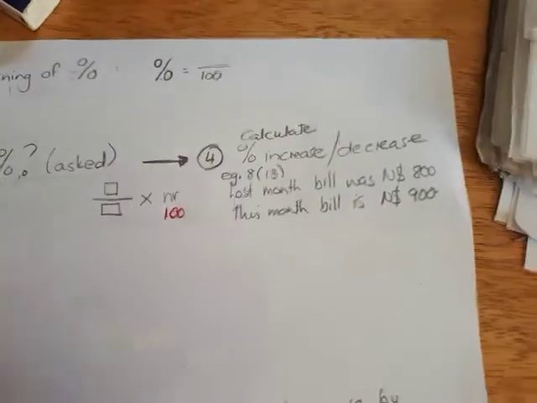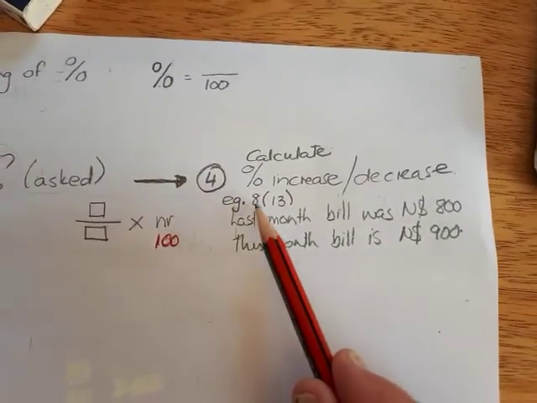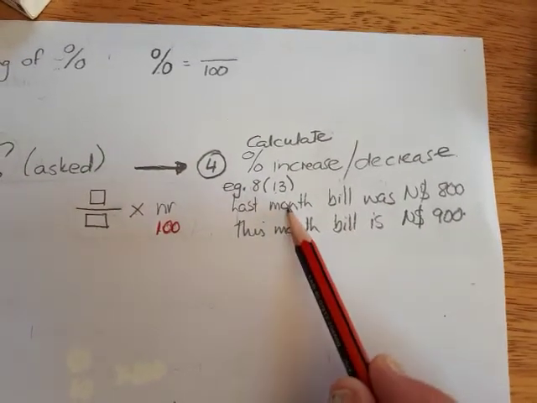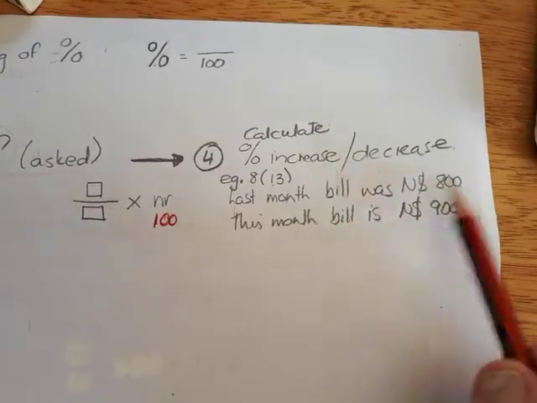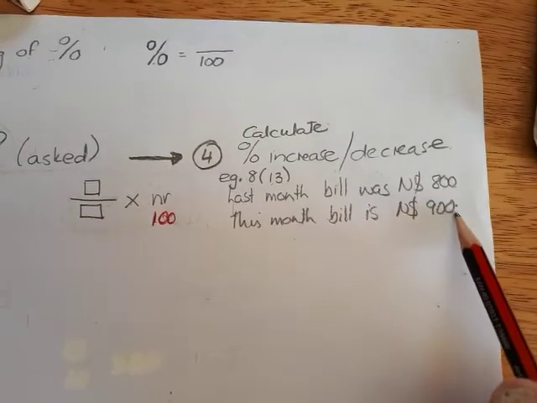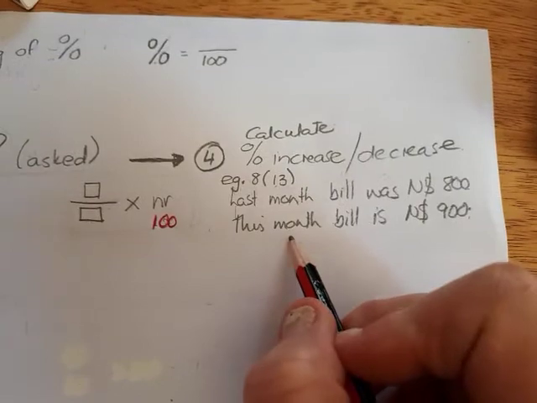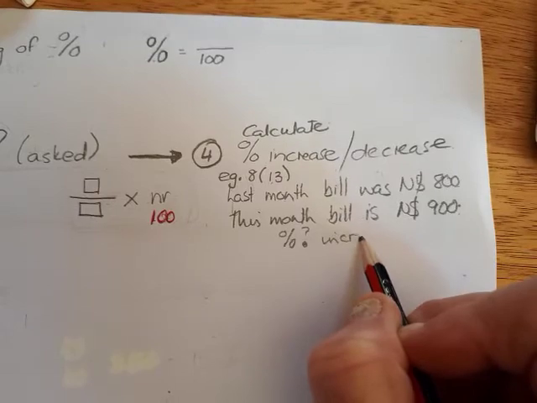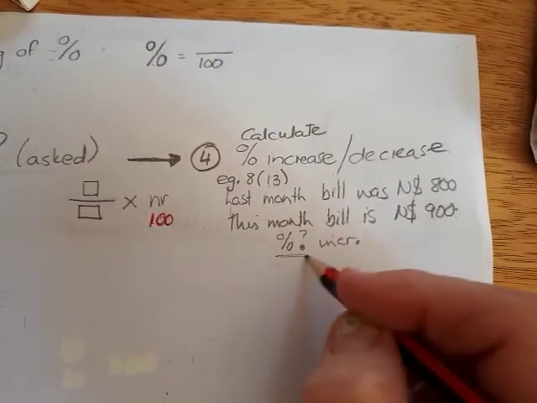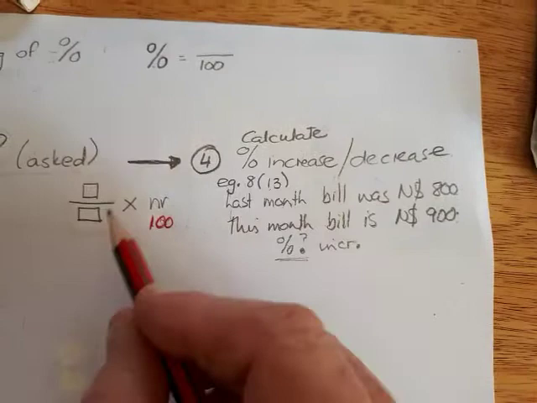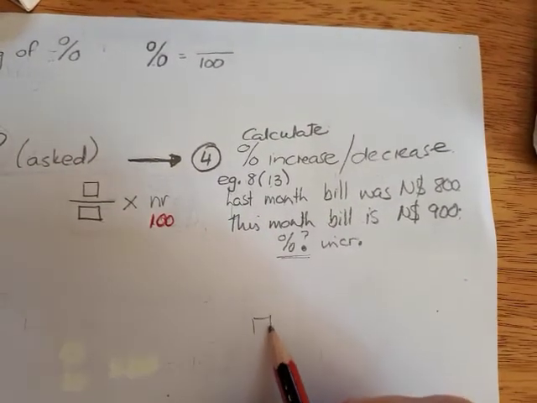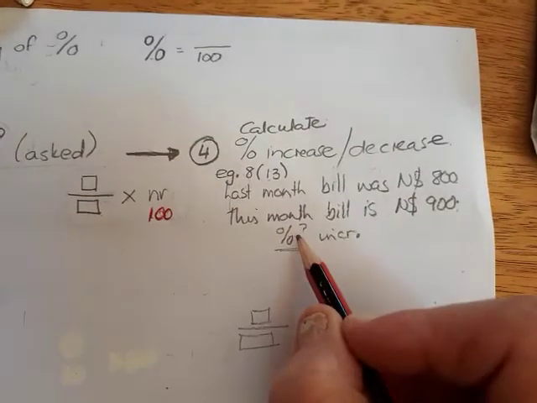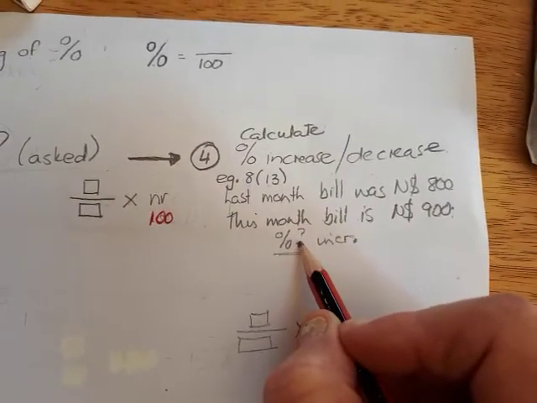Okay, so when we now look at example 8 on page 13 in your textbook, it says you got a bill last month, which was $800. And then this month, the bill is $900. And the question is, what percentage increase is that? So your answer will be a percentage. So let's go to this number sentence. You must have a fraction times 100, because it's a percentage that is being asked.